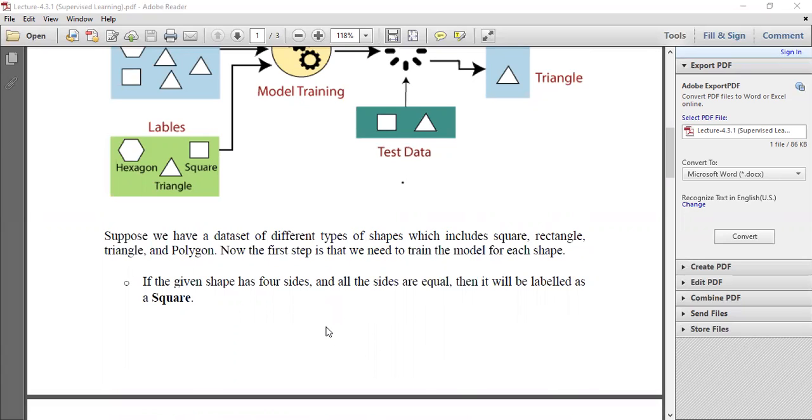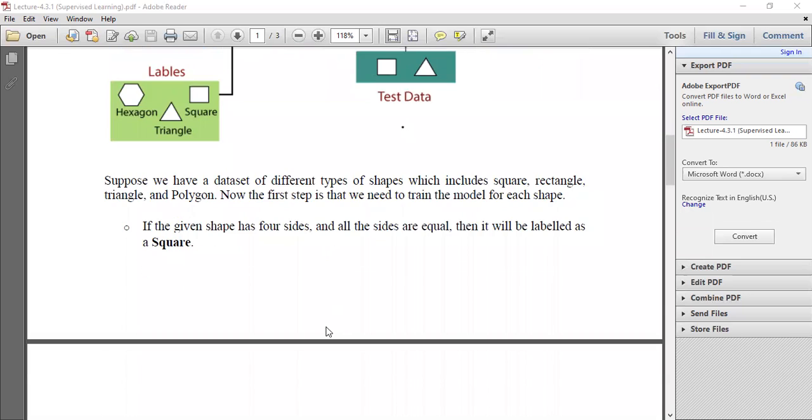If the given shape has 4 sides, how do you train your model? If a shape has 4 sides and all sides are equal, then it will be labeled as a square. If a shape has 3 sides, then it will be labeled as a triangle. If the given shape has 6 sides and all sides are equal, then it will be labeled as a hexagon. And if the given shape has 5 sides and all sides are equal, then it will be labeled as a pentagon.